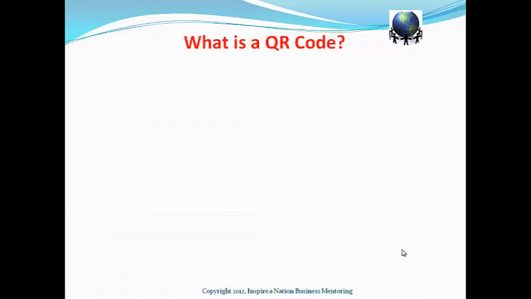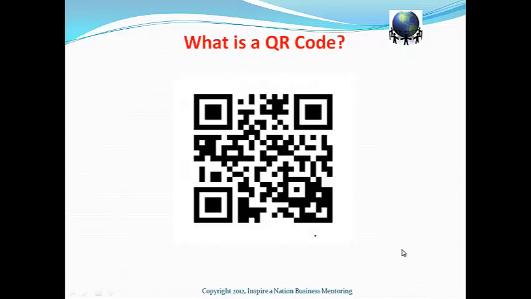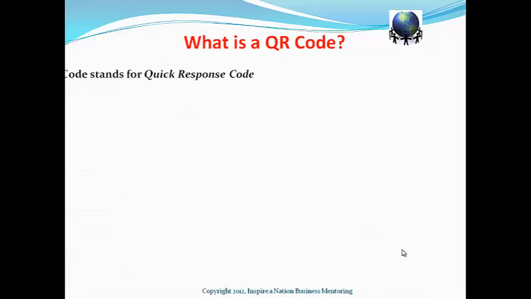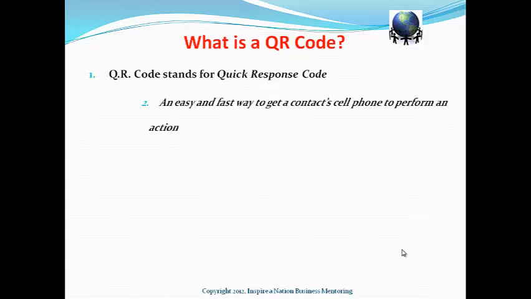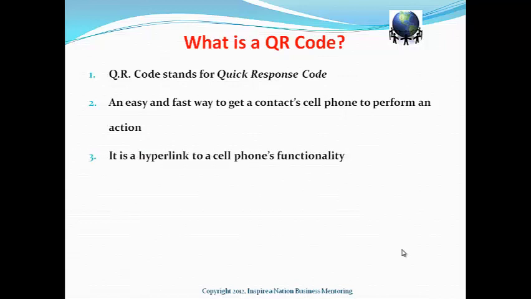So first, let's look at what is a QR code. A QR code are those funny looking black boxes that you start to see all over the place. Sometimes they're on buildings, sometimes they're on door fronts, sometimes they're on pamphlets. But that's a QR code, this little square black box that you see here. QR code stands for Quick Response Code. It's an easy and fast way to get a contact cell phone to perform an action. It's basically a hyperlink to a cell phone's functionality.